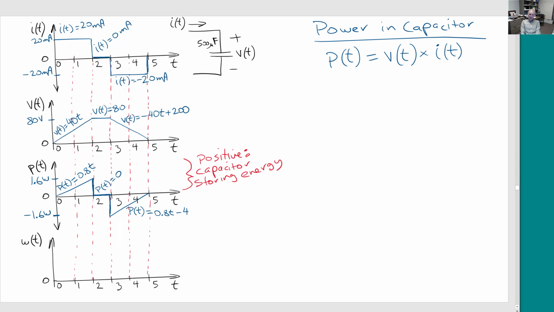Let's think about what's happening here. So this part of the power graph is positive, okay? So this is positive, okay? And what's the capacitor doing? The capacitor is storing energy. So how can we see that? Okay, well, current's flowing into the capacitor, and what's happening is the magnitude of the voltage is increasing. It's increasing. So it's getting charged up, okay? The voltage is increasing because more and more charge is going and charging up that capacitor. Okay, so that's our first clue.